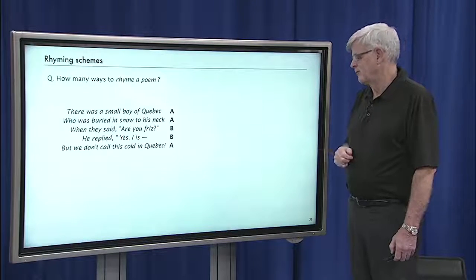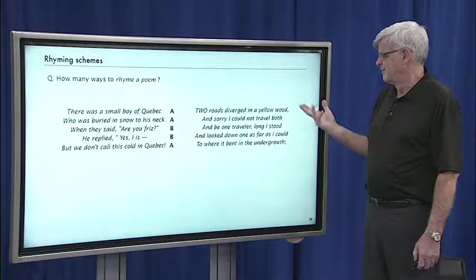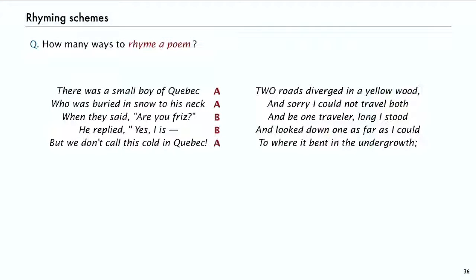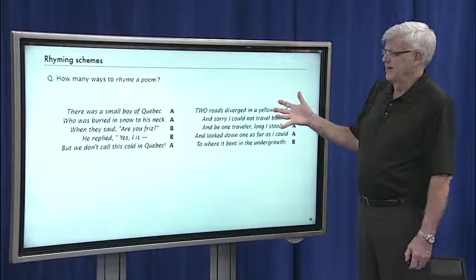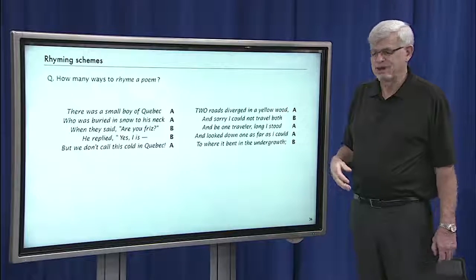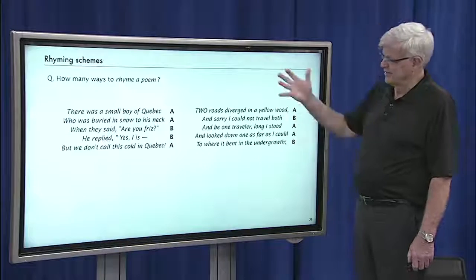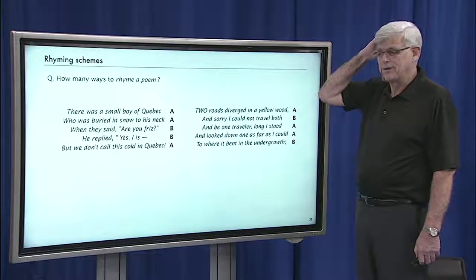Or if you want Robert Frost, two roads diverged in a yellow wood, and sorry I could not travel both, and be one traveler, long I stood, and looked down one as far as I could, to where it bent in the undergrowth. That one's got the rhyming scheme A, B, A, B. So a natural question, which actually lots of people have studied from musicians to poets, is how many different ways are there to rhyme a poem?